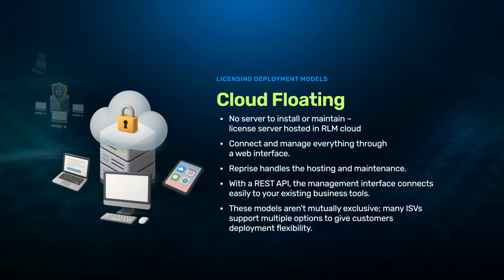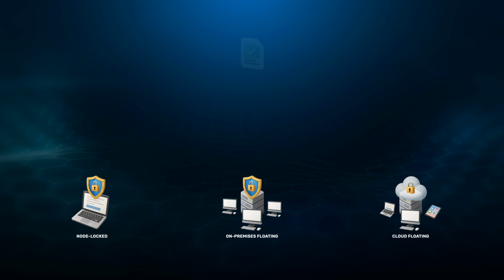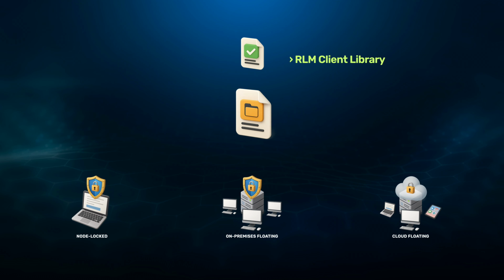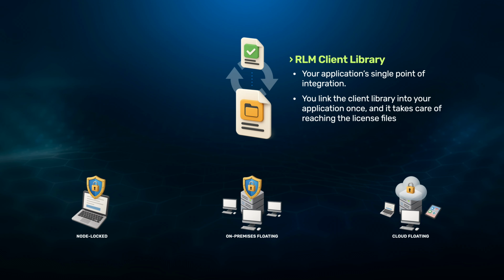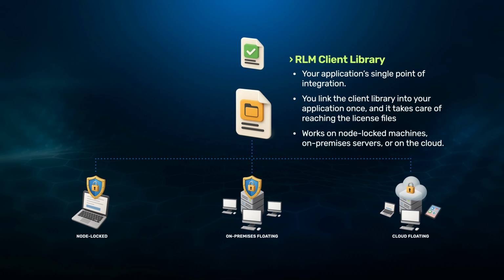The RLM client library is your application's single point of integration. Whether your customers are at dark sites requiring node-locked licenses or cloud-connected environments needing real-time access, your application code stays the same. You link the client library into your application once, and it takes care of reaching out to the license files, whether they're node-locked on a machine, an on-premises server, or the cloud.